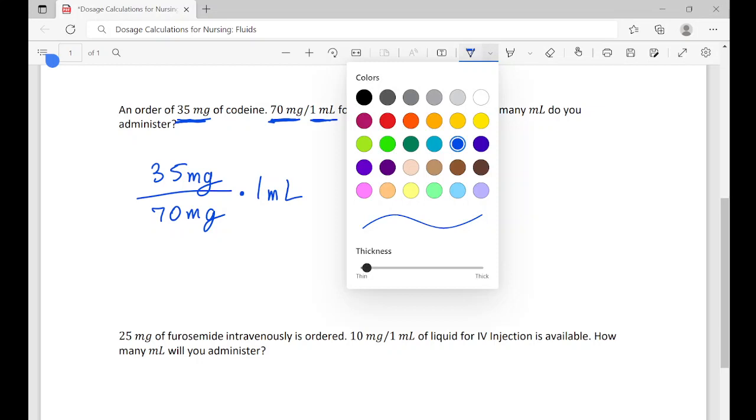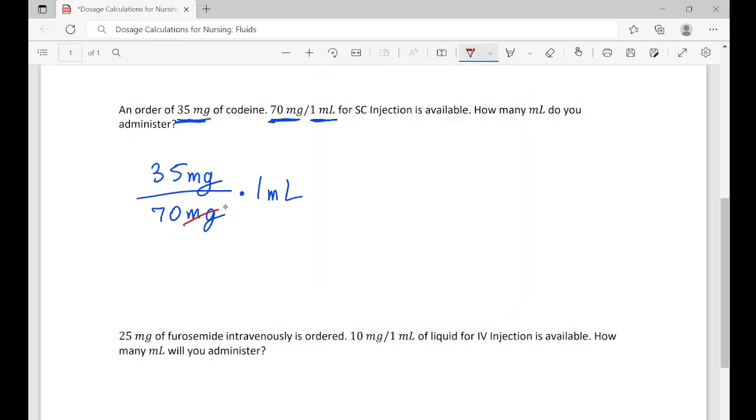And now we simplify. Milligrams again cancel out. 35 over 70 is going to reduce down to 1 over 2. And now we're going to multiply across. So 1 over 2 times 1 milliliter is going to give us 0.5 milliliters. So how many milliliters do you administer? We administer half of a milliliter.